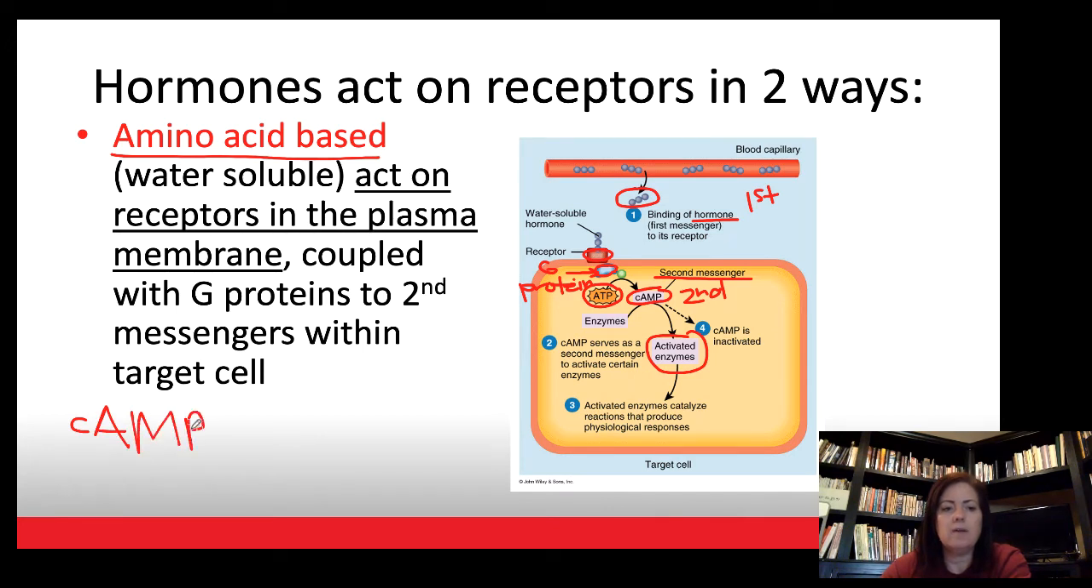Okay? Now, there are other examples of second messenger systems in the body. It's just that cyclic AMP is one of the more common ones, and so I just use that one as an example. Okay?